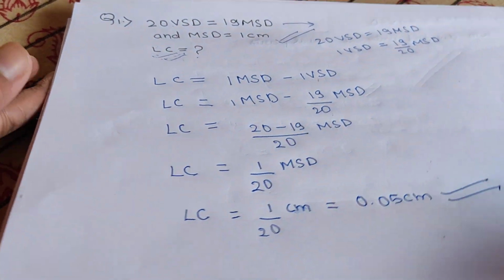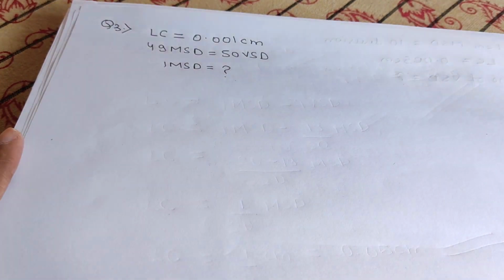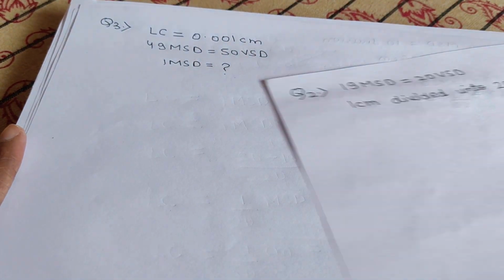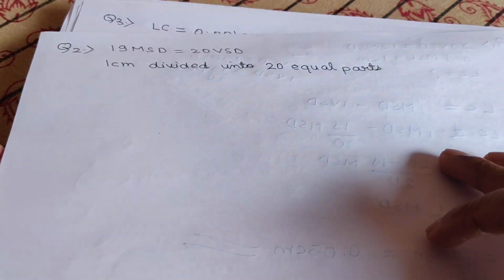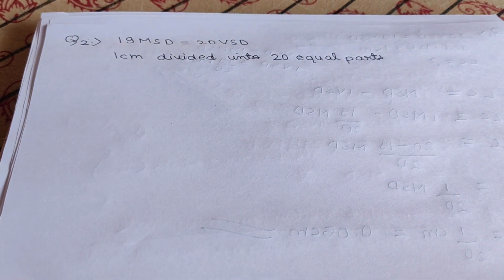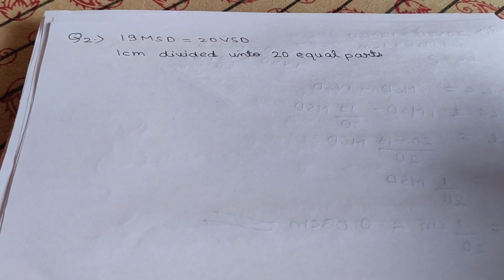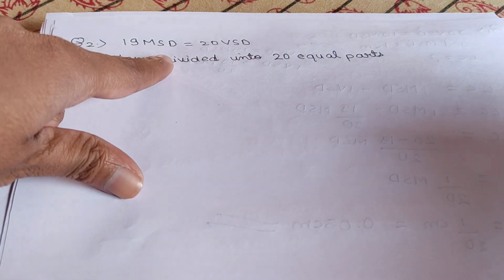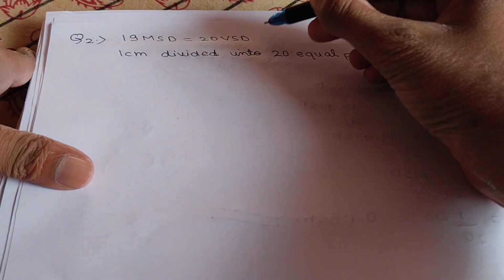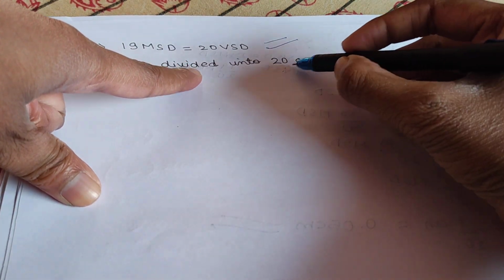So we move to another question. This is our next question. Here it is given that 19 MSD is equal to 20 VSD, and 1 centimeter is divided into 20 equal parts.